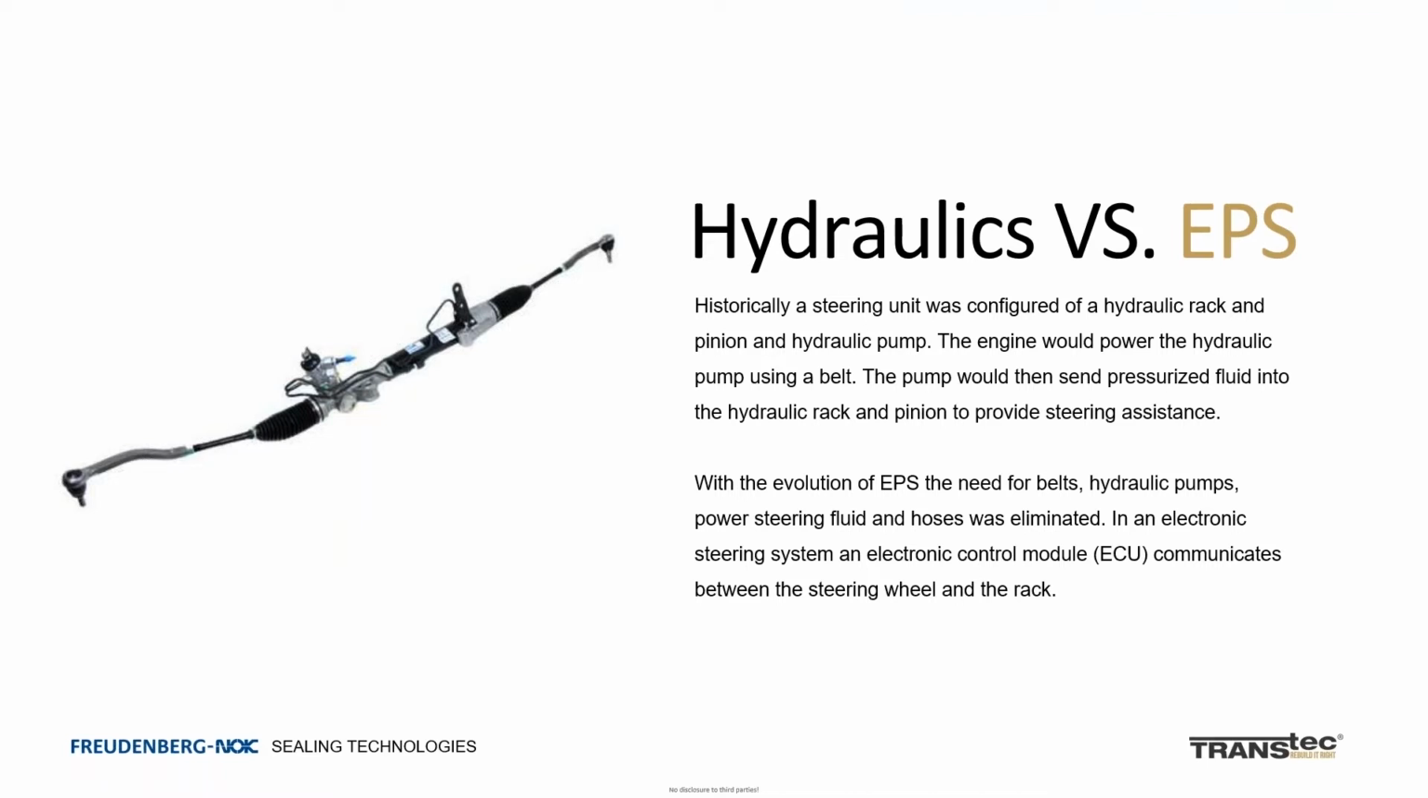In an electronic steering system, an electronic control module, otherwise known as an ECU, communicates between the steering wheel and the rack. A key benefit with EPS allows for better fuel economy due to the lighter weight of the system.